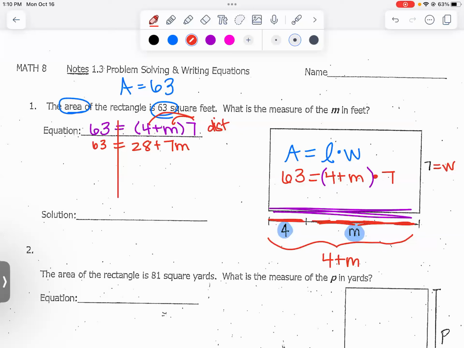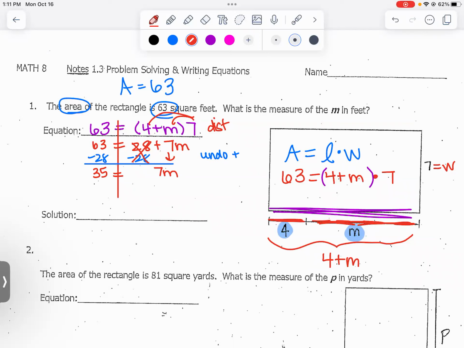We need to first undo which number? The addition, 28. So we're going to undo addition by subtracting 28 from both sides. Very good. My calculator man, Kadam, what is 63 minus 28? 28 minus 28 cancels, and we have 7m.